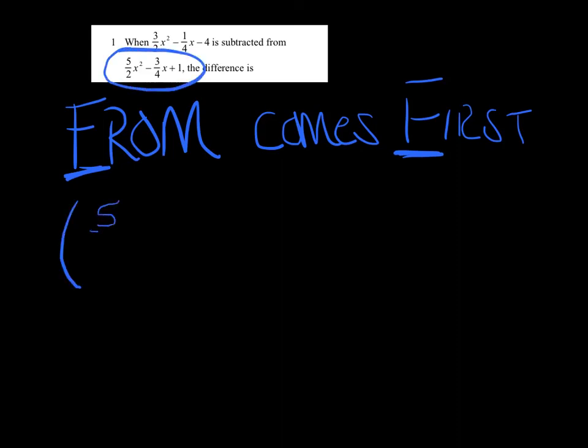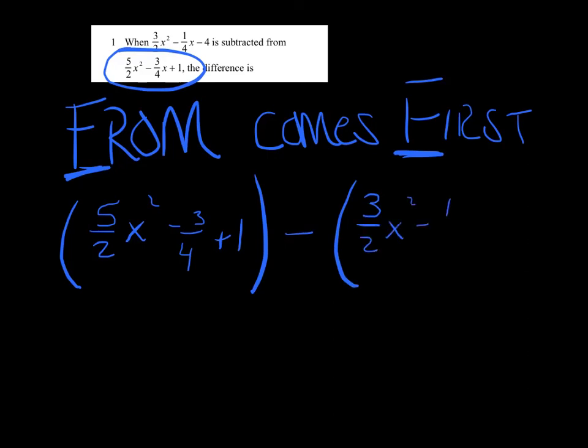All right, I'm switching gears, and I want to talk about some polynomials. When this group is subtracted from this group. So let's get one thing straightened out. When you see the word from, we got to say from comes first. Okay, get those F's together. From comes first. So I'm just going to rewrite this. The one that says from is this one. So I'm going to say this is 5/2 x squared minus 3/4 x plus 1 minus 3/2 x squared minus 1/4 x minus 4. From comes first.